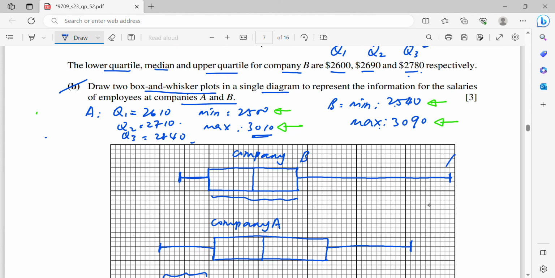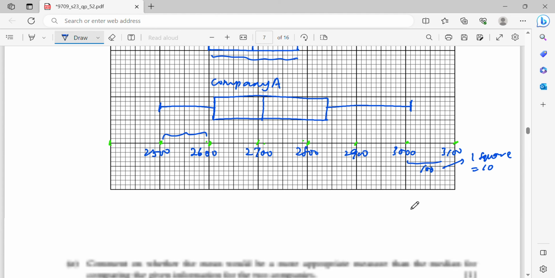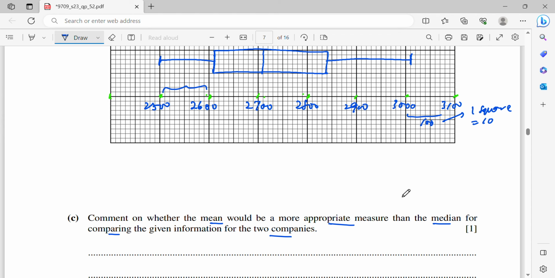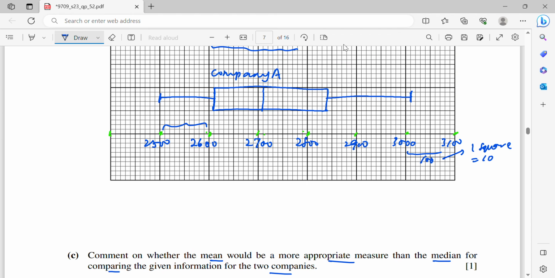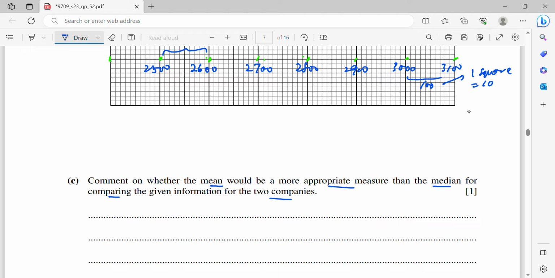So there is an extreme value, right? Because the tail, look at the tail here, it is skewed actually, alright? So it is skewed to the right. So when skewed to the right, basically we are using median, alright? So then, even though the company A is almost symmetrical, I will just write median. Comment on whether the mean would be appropriate. So you will just write no, median is more appropriate.